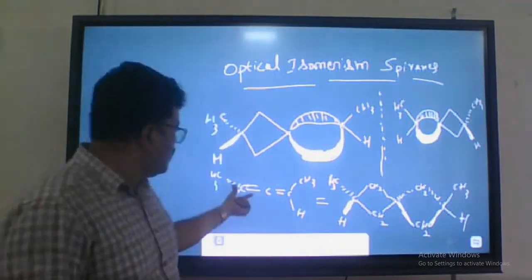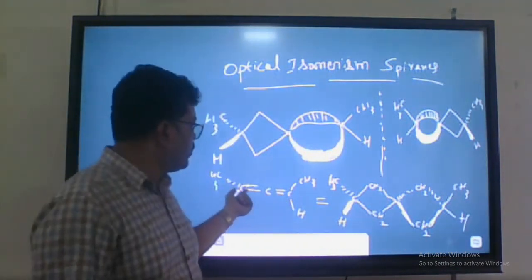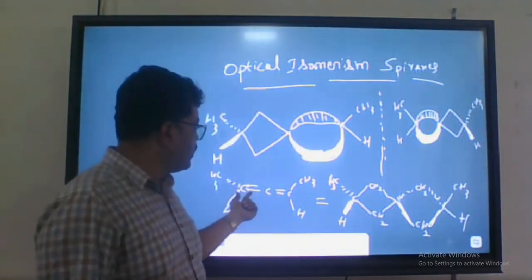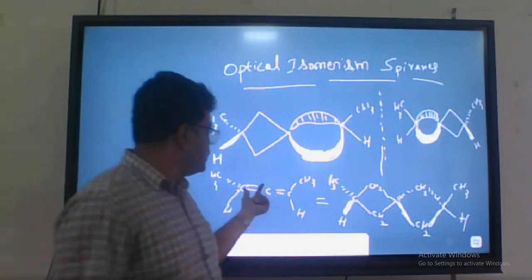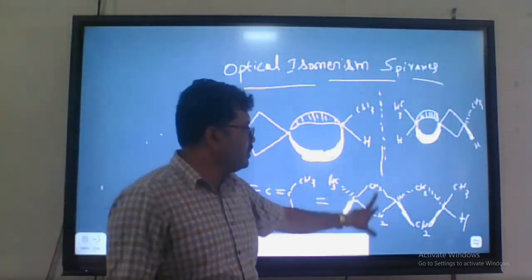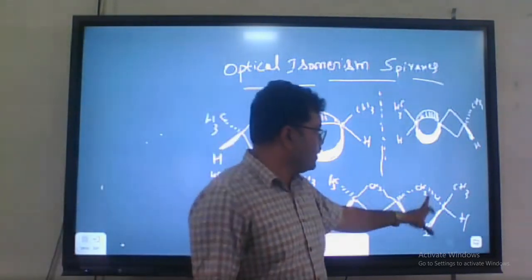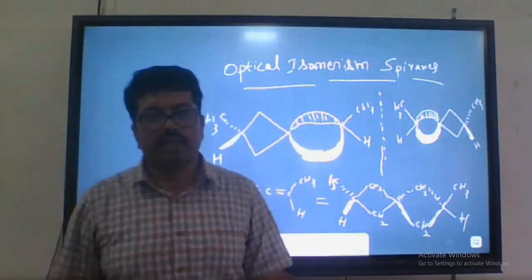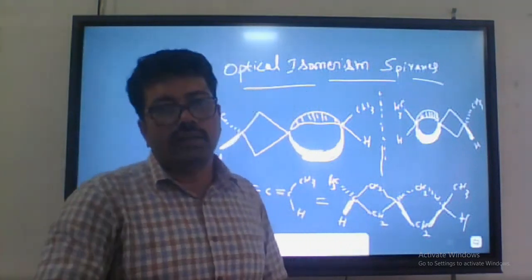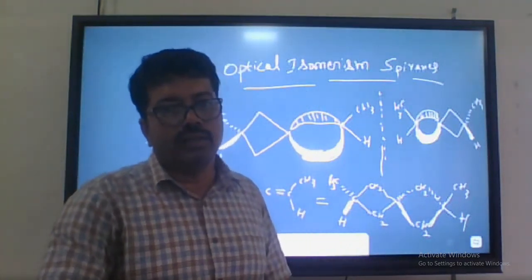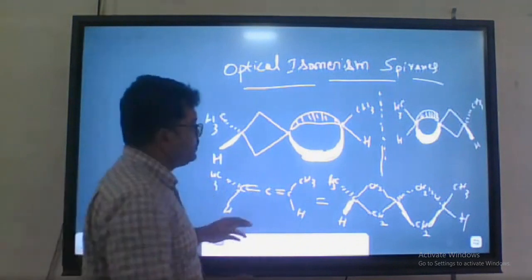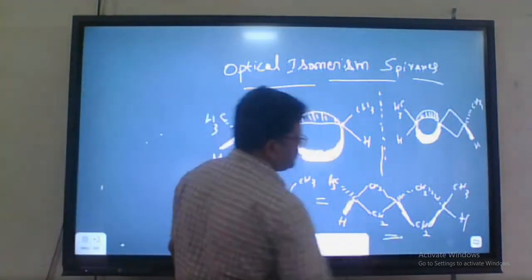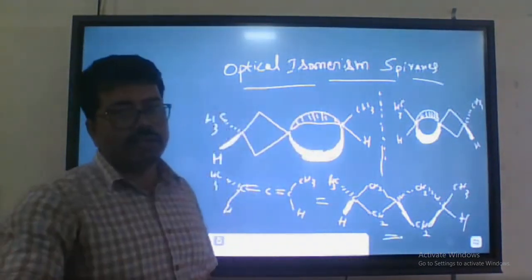Spiranes, and then the double bond is allene double bonds. Two double bonds, this is an allene. Just replace this double bond by a ring, meaning CH2, so it's also a ring. It's called spiranes in the curriculum.